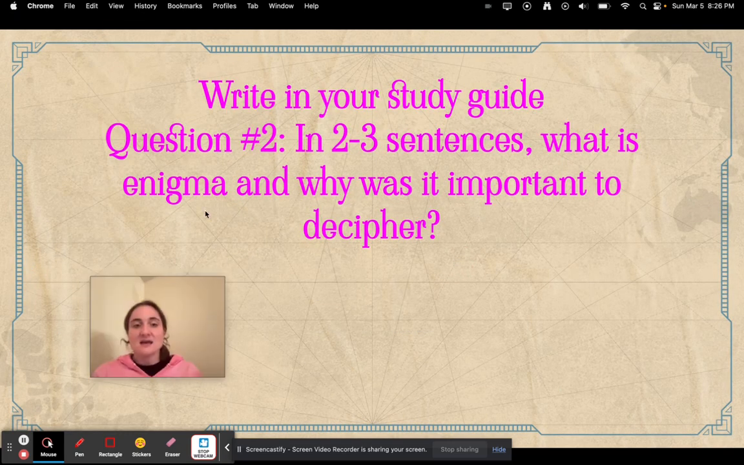So, write in your study guide. Question number 2. In 2 to 3 sentences, what is Enigma and why is it important to decipher?